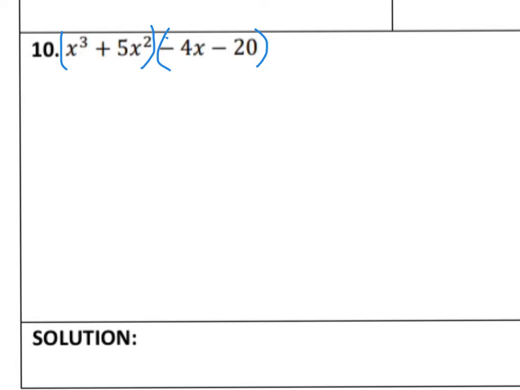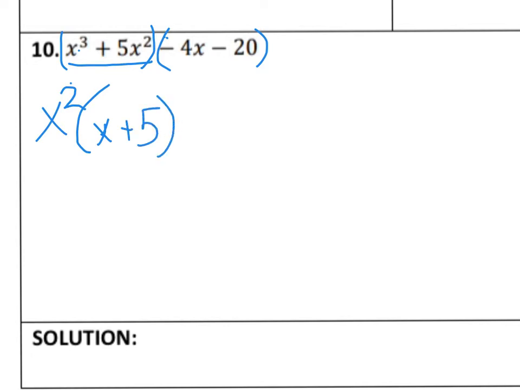And now I need to find the GCF of each grouping. So looking at this term right here, I see that they have at least an x squared in common. So we're going to divide everything by x squared. So 3 minus 2 leaves me with 1x. And 5x squared divided by x squared is going to leave me with 5.